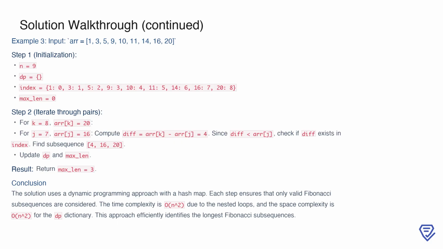To summarize, this solution uses dynamic programming with a hash map to efficiently track and extend Fibonacci-like subsequences. The nested loops make the time complexity O(n squared), and the dp dictionary contributes to a space complexity of O(n squared). This method ensures that we can identify the longest Fibonacci subsequences in a given array with optimal efficiency.